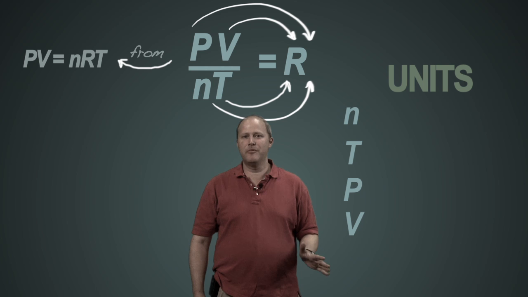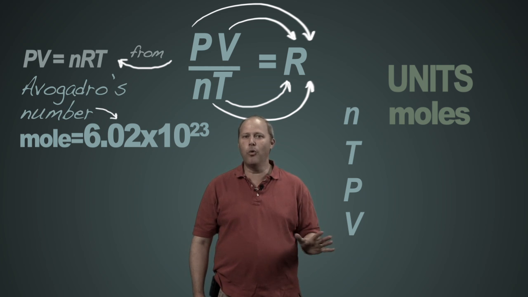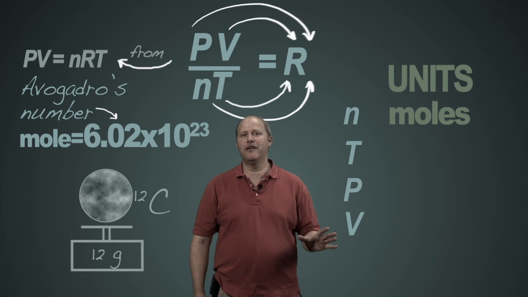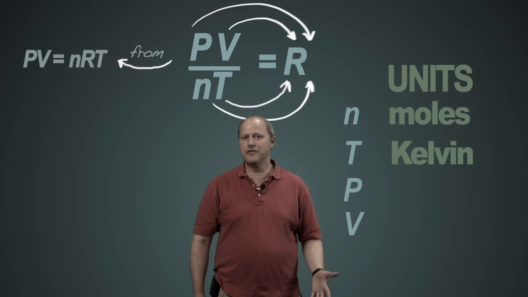Almost universally in chemistry, we stick to the same value for units of moles. And we've agreed on what the definition of Avogadro's number is, and a mole is the number of particles that are in 12 grams of carbon. For temperature, we're always going to use absolute temperature, and we're going to stick with units of Kelvin.